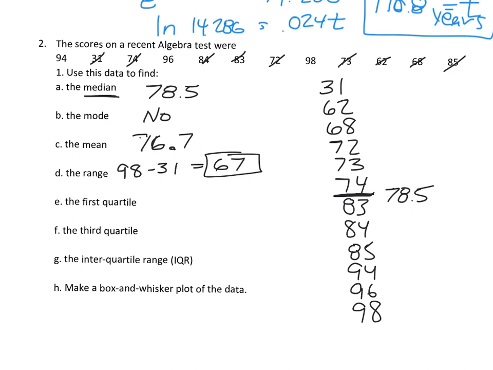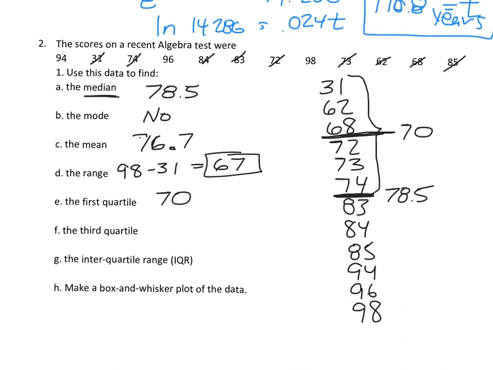First quartile is going to be the median of these 6. Now, if there was an actual median in this list, we would not count that. We would go above and below that. There are 6 of those, so again, it's the median of 68 and 72, which would be 70, would be your first quartile.